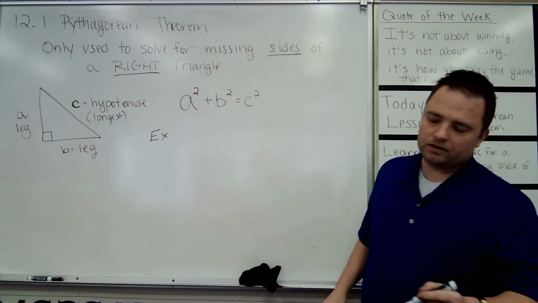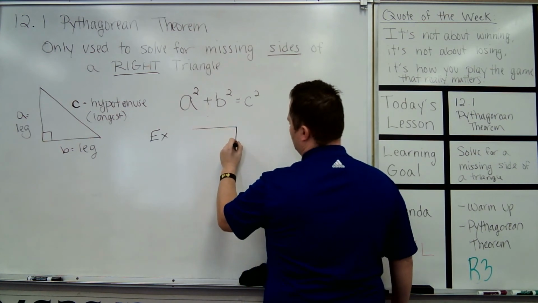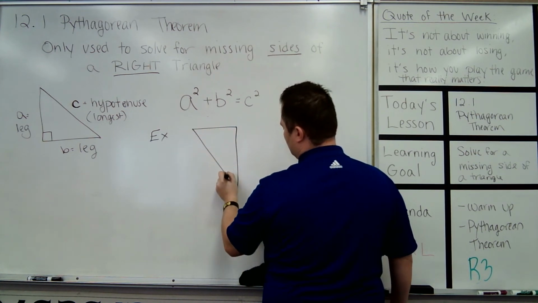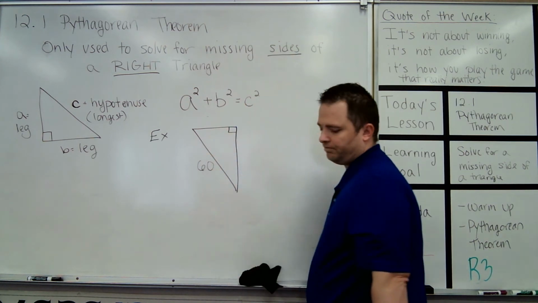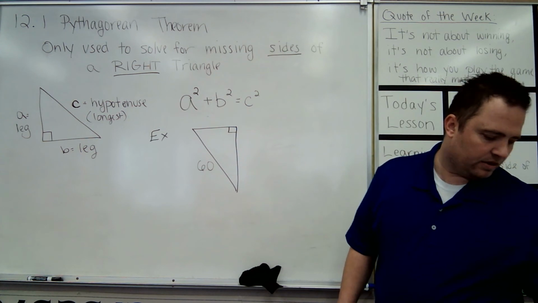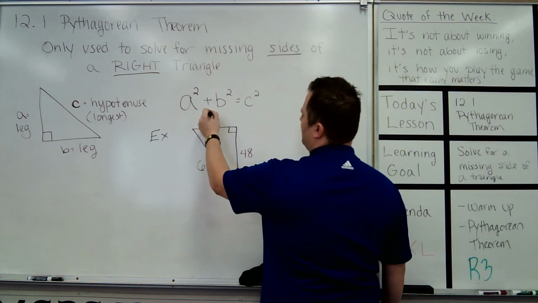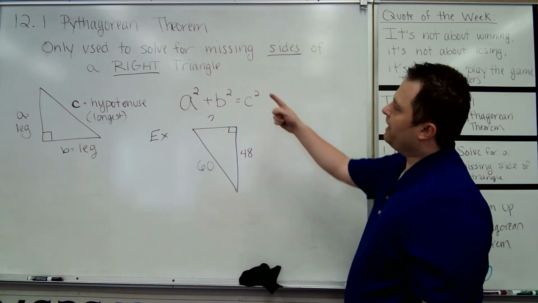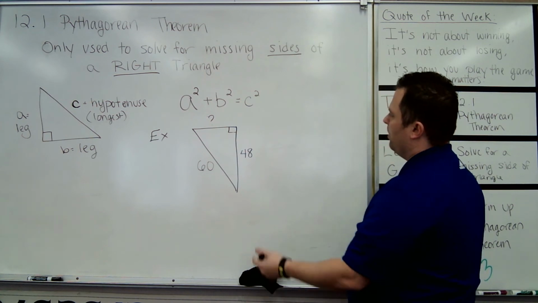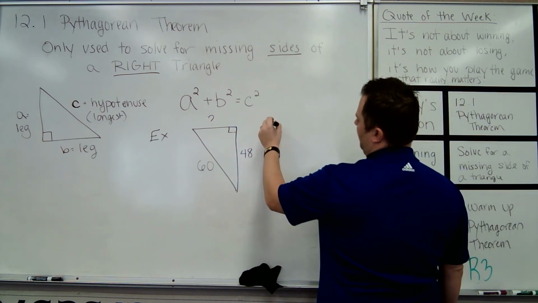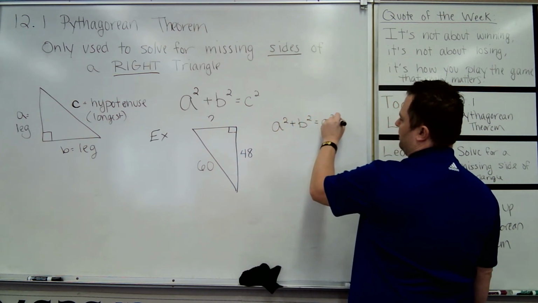Suppose we have a triangle that looks something like this. And I'm going to make it 90 degrees. I'm going to make this 60. And then I'm going to make this 48. And I'm going to make this a question mark. We have a missing side to a right triangle. This is a right triangle. Once again, I have my old faithful Pythagorean Theorem. A squared plus b squared equals c squared.